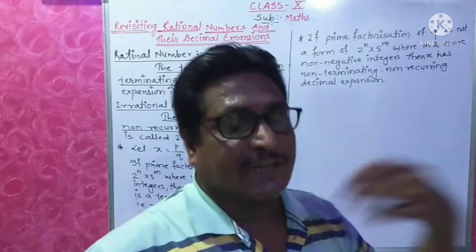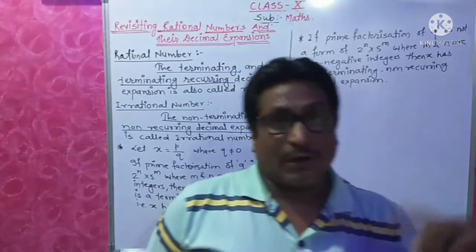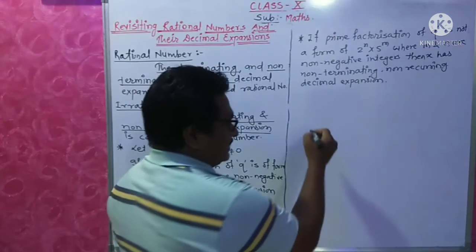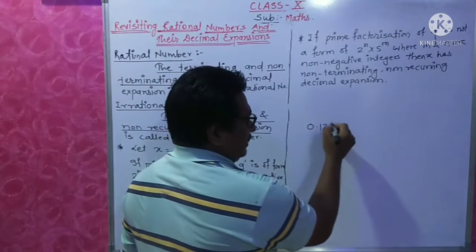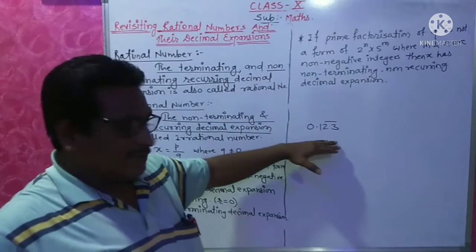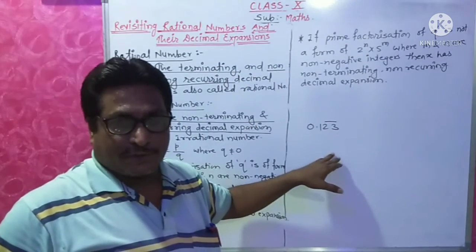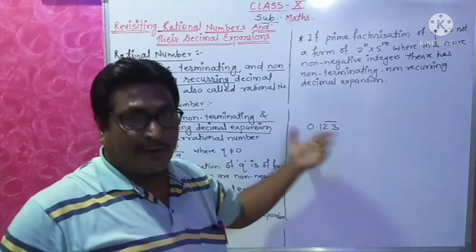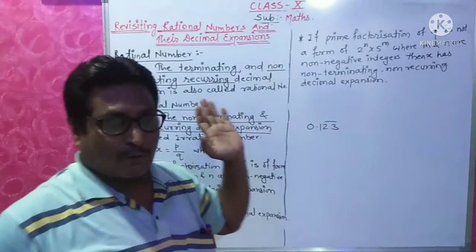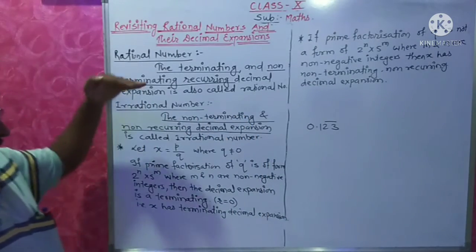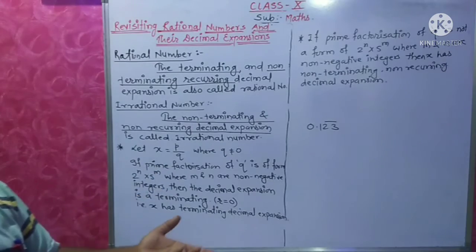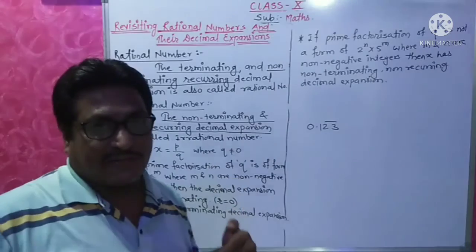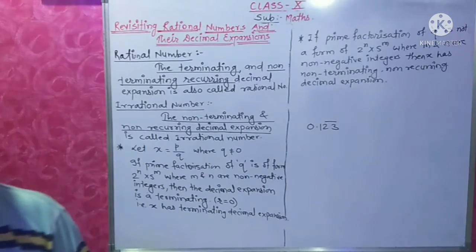We already studied in 9th standard how to convert decimal expansion into P by Q form. So numbers like 0, 1, 2, 3 can be expressed in P by Q form. Remember? We already studied that. Again, we will discuss a few examples here. And from the given P by Q form, how to decide whether it is terminating or non-terminating, we are going to discuss.